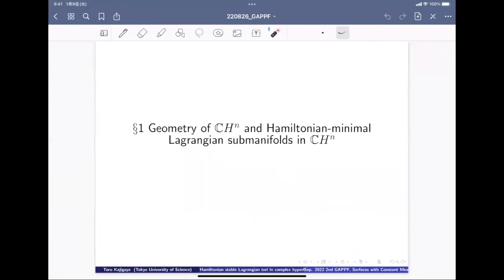In the first section, I will explain related geometry of CH^n, and by using the geometry, I will provide a mini example of a reasonable Lagrangian submanifold in CH^n.